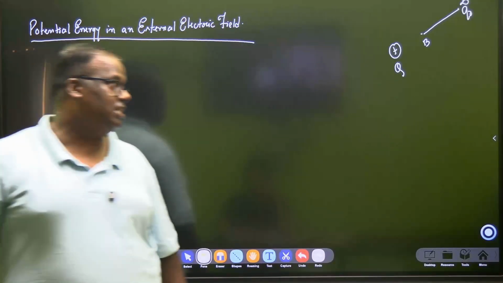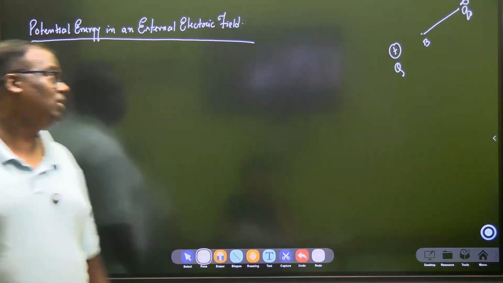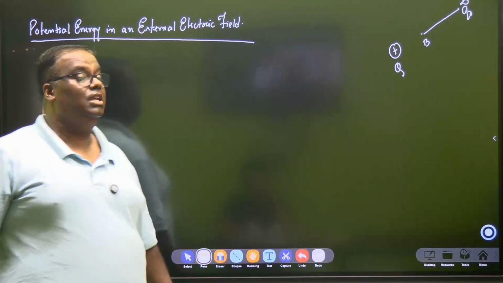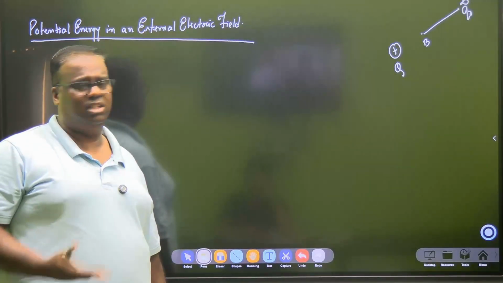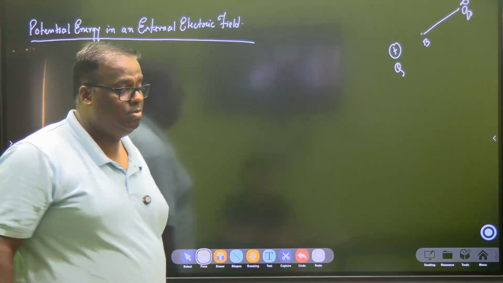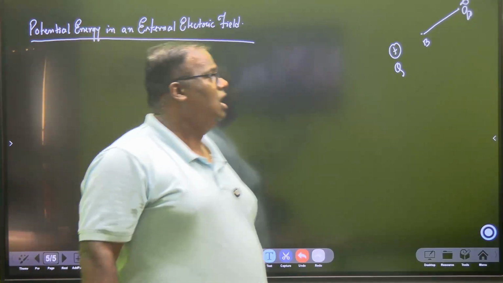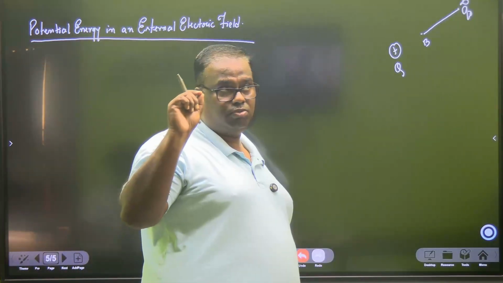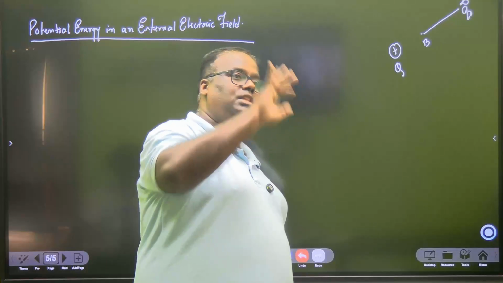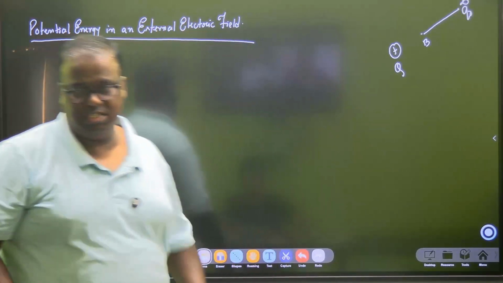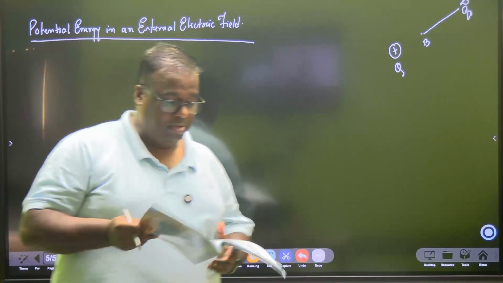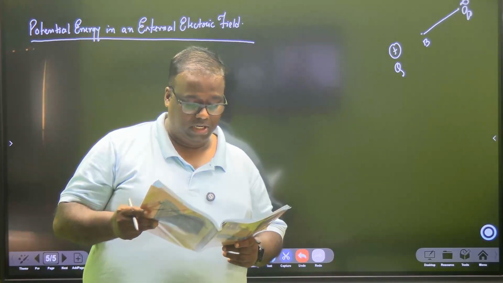Now this consideration is such that you are trying to calculate the potential energy when an external electric field is already there. Whether it may be a charge or an electric field which is very strong, you are trying to move a charge from infinity to a point, and at that point an external electric field is already present. This is the difference.